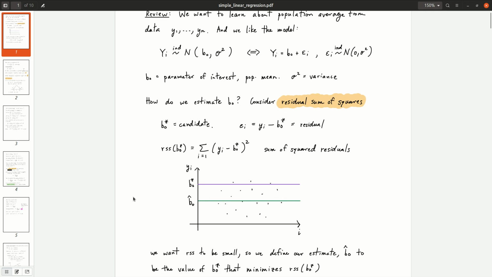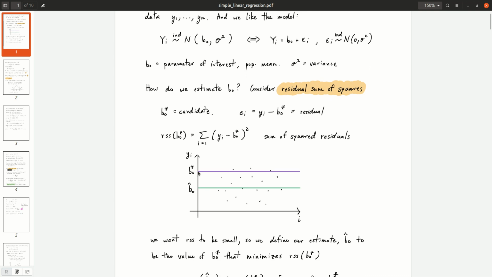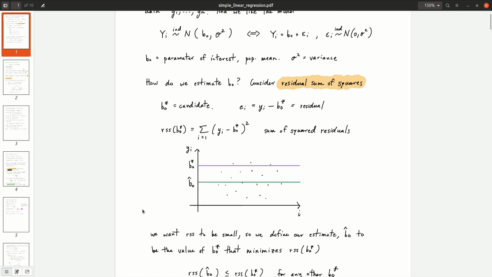So what we'd like to do is we want this line to go through the middle of the data. And so what we're going to do is try a bunch of different candidates, b0 star, which is like sliding this purple line along this vertical axis. And what we're going to settle on is the value of b0 star that minimizes this criterion.